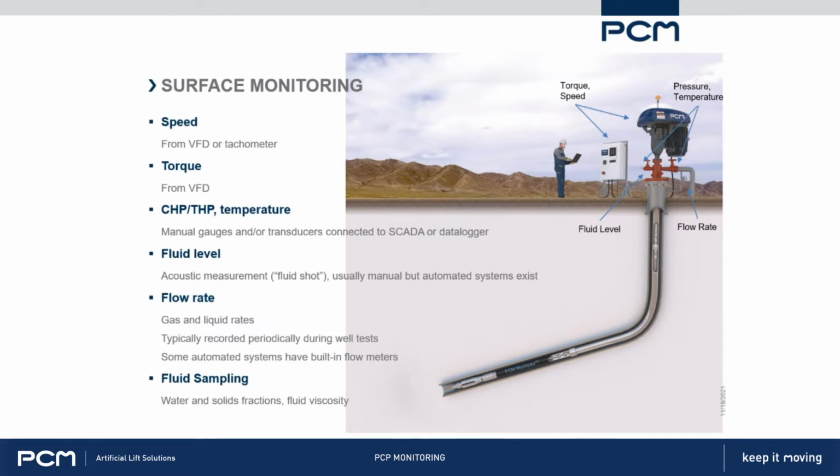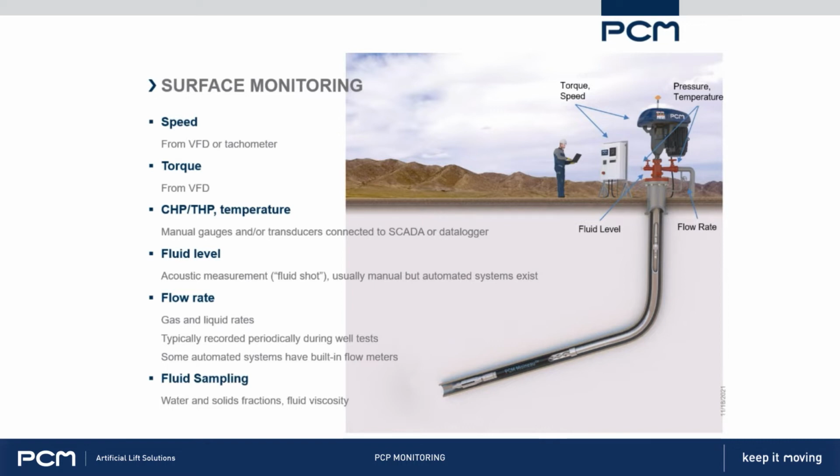Flow rate. Most people are not measuring flow rate continuously, but a well test every once in a while. Is that every week? Is it every month? Depends on your company. But getting that information, getting the gas rate and the liquid rate, is very useful to have as often as you can get it. Some systems have flow meters built in. Those may not be super accurate, but they're good enough for the purpose and give you some good information.